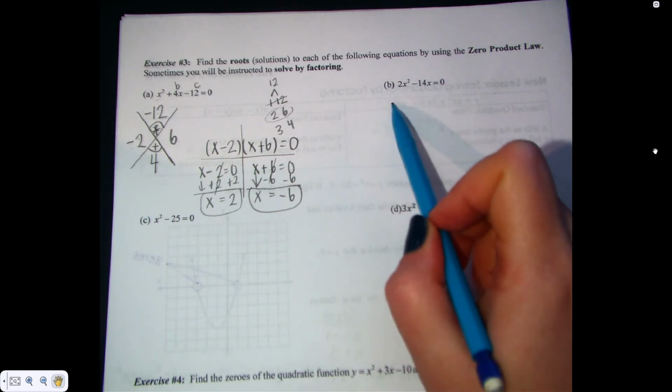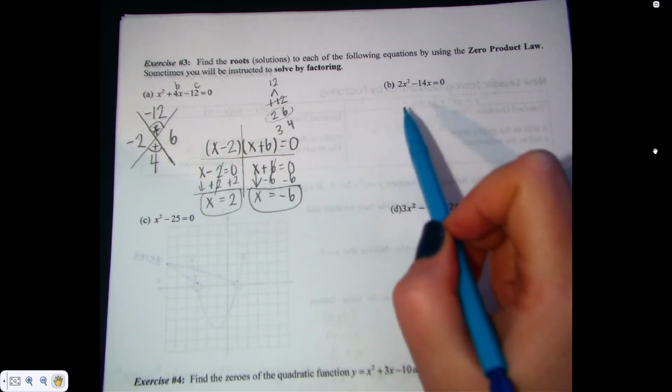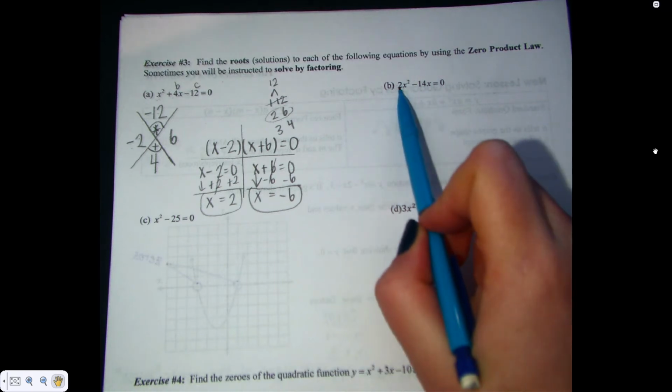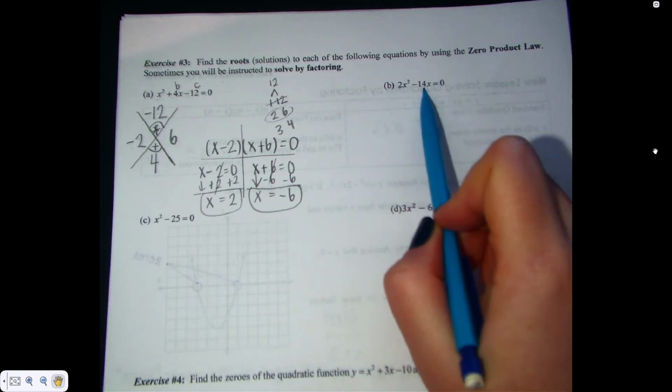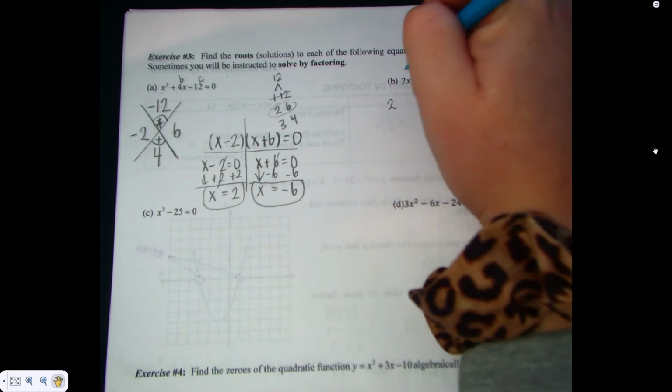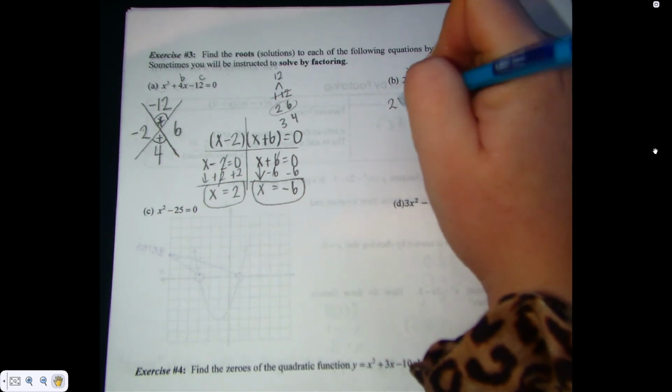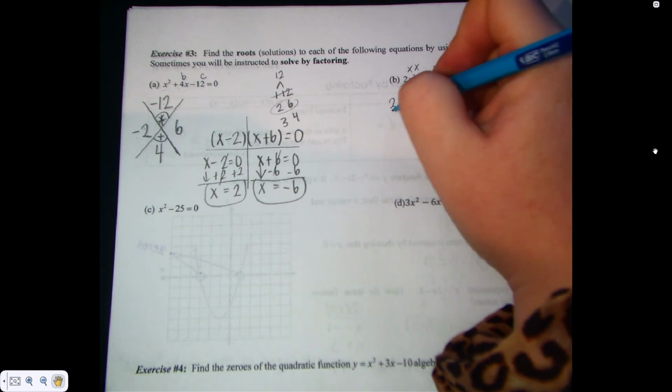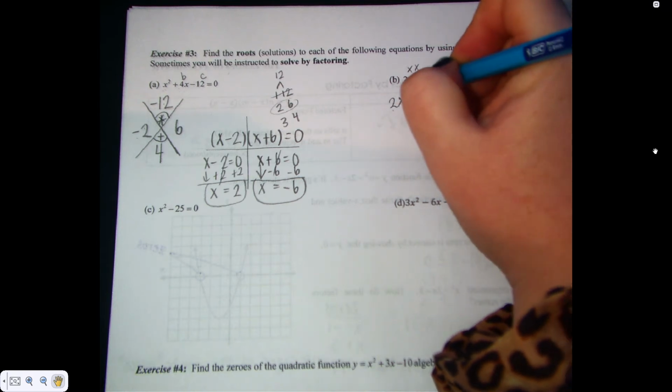Can I take out any numbers and letters? GCFs always come first. So 2 can go into 2 for sure. Can 2 go into 14 evenly? It definitely can. So 2. All righty. This has 2 x's to give. And this has 1, so that means I can steal 1. Can factor out an x. Excellent. All right, so I've taken out my GCF.